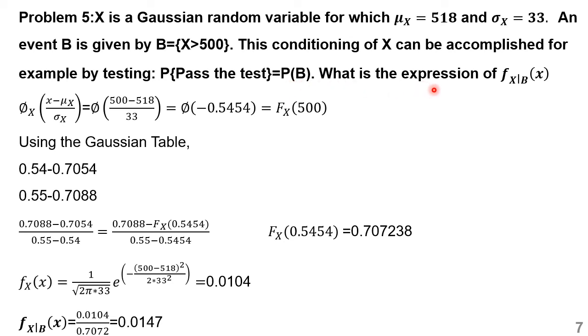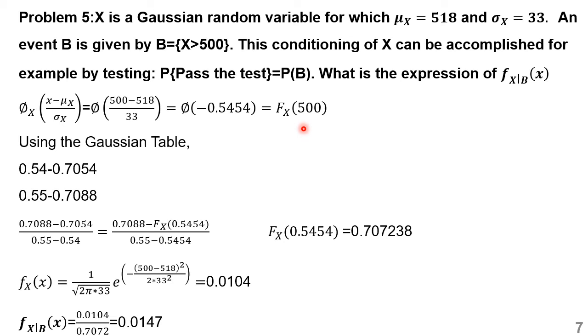What is the expression of f_X|B(x)? So we know that (x minus mu_x) by sigma_x gives phi of 500. x is given as 500 minus mu_x, which is 518, divided by 33. We get this value as phi of minus 0.5454, that is F_X(500).